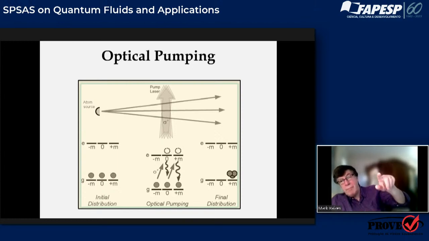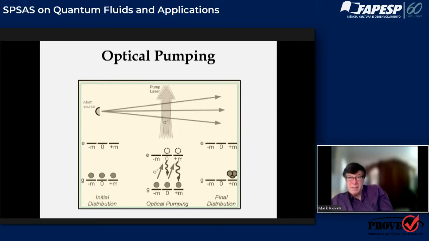So as you go up, you have to go up one unit in M. For example, if you're in the -1 state, you have to go up to the 0 state. If you're in the 0 state, you have to go up to the +1 state. The +1 state can't go anywhere, so it becomes dark. And what you can convince yourself is that after several cycles of absorption and re-emission, all the atoms will be pumped into a single quantum state, which in this case is M = +1.